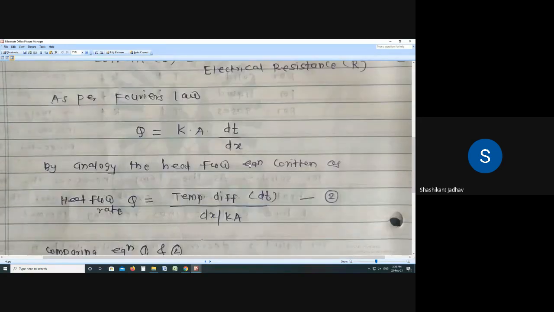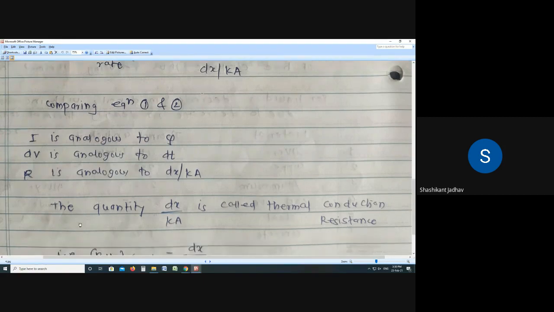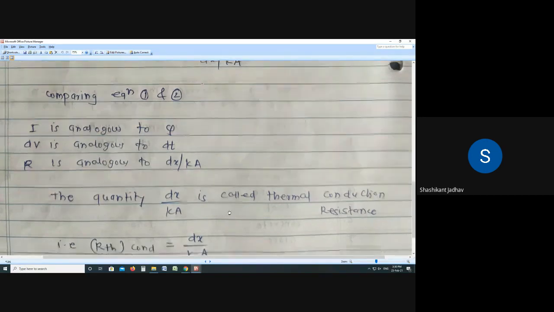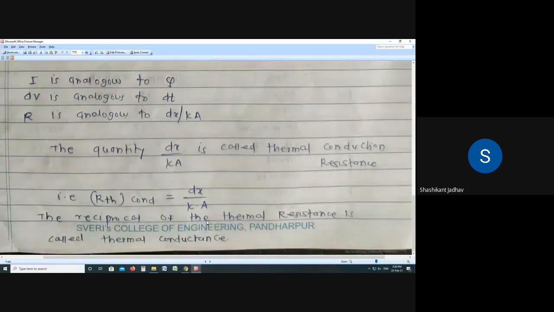So from these two systems, current is analogous to what? Heat. Then potential difference is analogous to what? Temperature difference. And resistance is analogous to what? Dx by k. And this quantity, dx by k, is called the thermal conduction resistance. Therefore R thermal conduction is equal to dx by k. So this is the concept of thermal resistance.